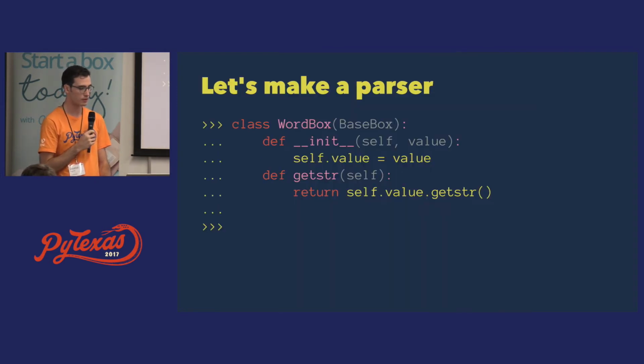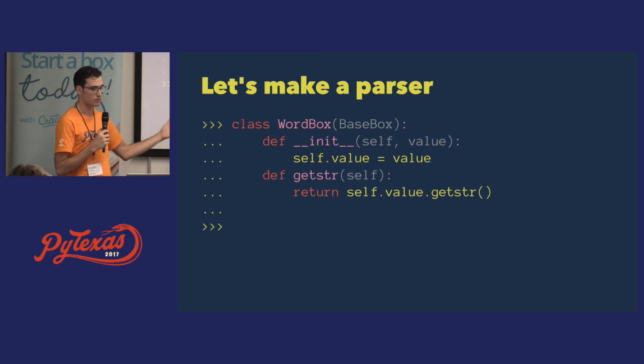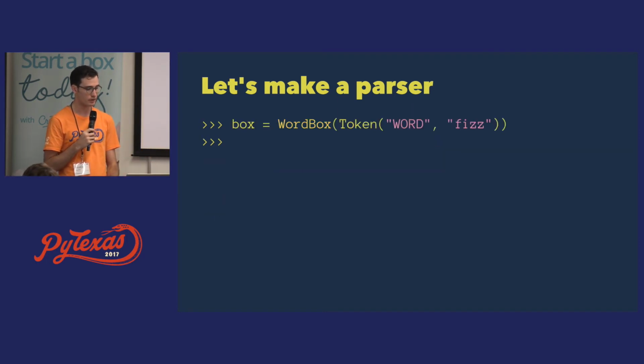Next is the word box. So this word box is just a string, like fizz or buzz. So it takes the value, stores it, and when I call getString on it, it just returns it. That's all. So it looks like this. GetString, I get fizz back.